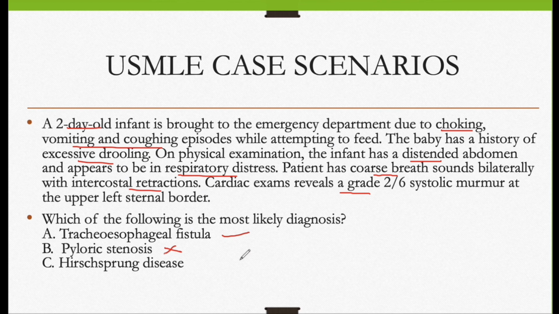Also, Hirschsprung's disease, usually we are looking for an infant who has not yet passed meconium in the first 48 hours, because Hirschsprung's disease has a different pathophysiology. Your intestinal tract is not moving, or your bowel movements are not going on as they're supposed to, due to the lack of enteric neurons or failure of neural crest migration. Therefore, the symptoms here are totally not typical of Hirschsprung's disease. That's why this is not our answer.